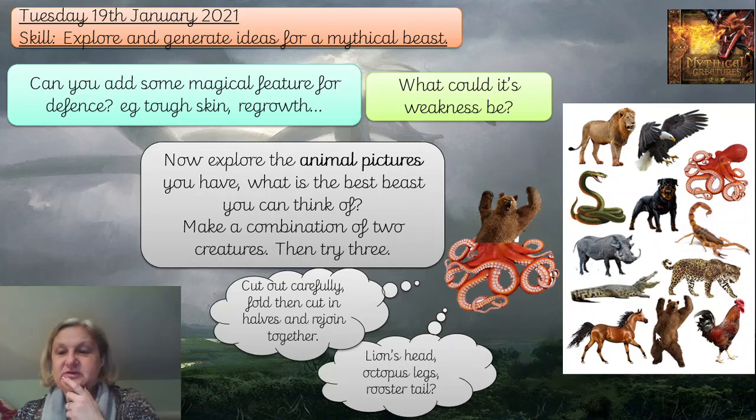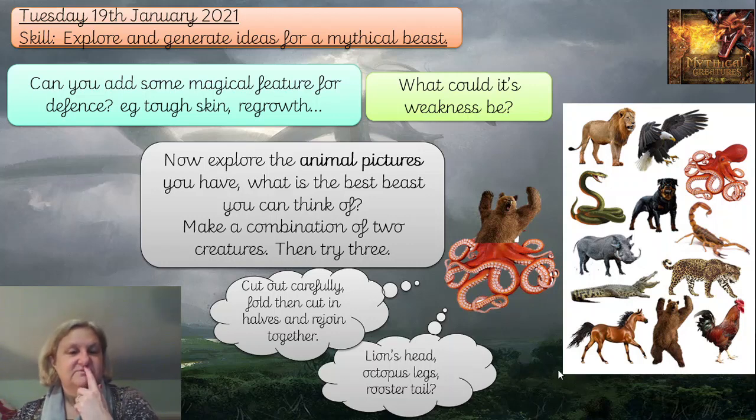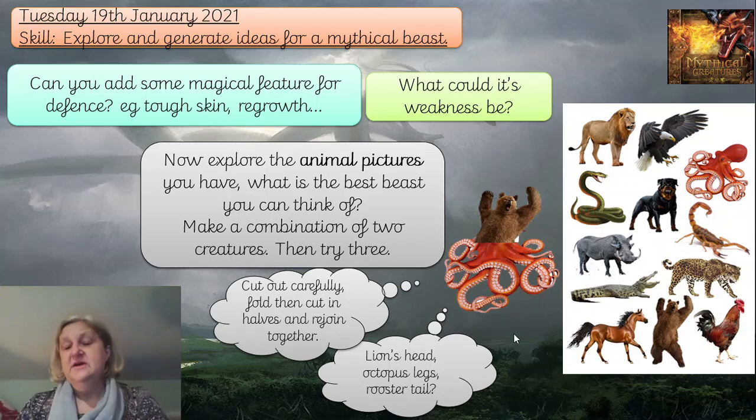I should have done that for you, shouldn't I? Maybe you could have a go at doing that. Might make that creature completely the other way around. So octopus head and grizzly bear legs. Very strange. Okay, so have a play around with those, and then I would stick the best one, or maybe the best one or two in your book.